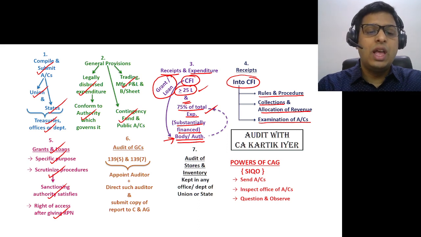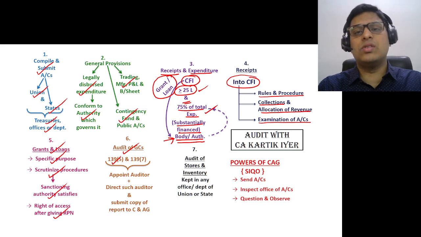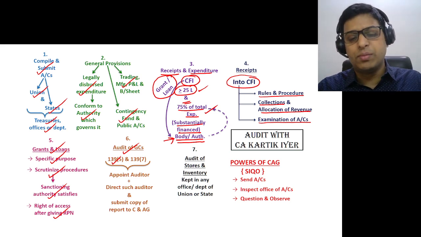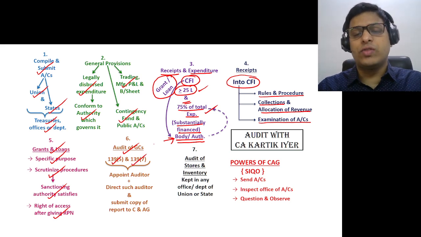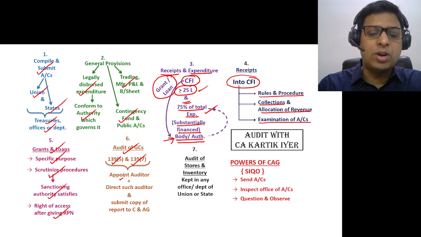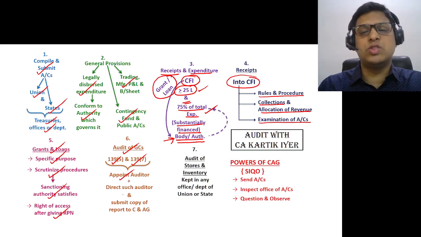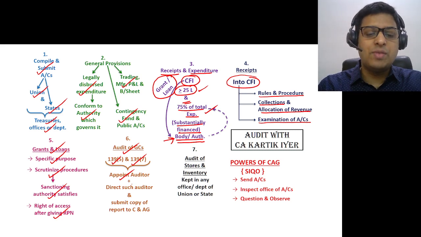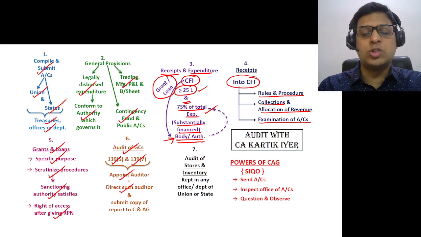Okay. Next, you have the audit of the government companies. In that, you have two parts: the subsequent auditor of the government company, and the first auditor of the government company. The appointment of the auditor is done by the CAG, as you know very well. This you must have also done in the audit and auditors chapter of company law. Then, the CAG will also direct such auditor regarding how the audit should be done, and that auditor should submit a copy of the report to the Comptroller and Auditor General of India.